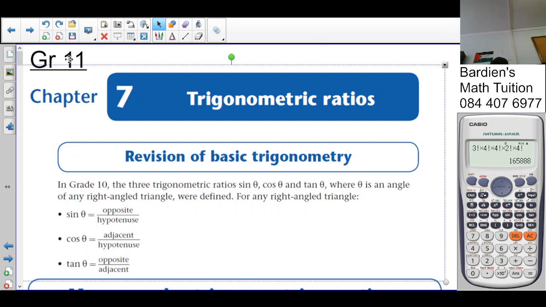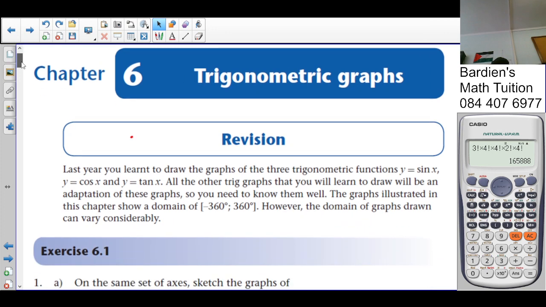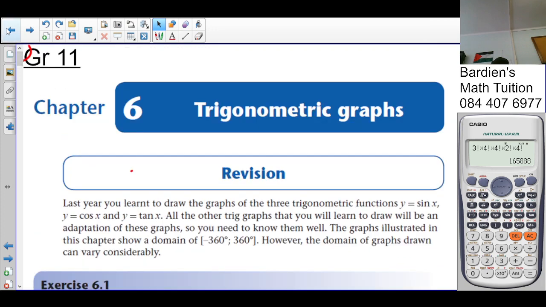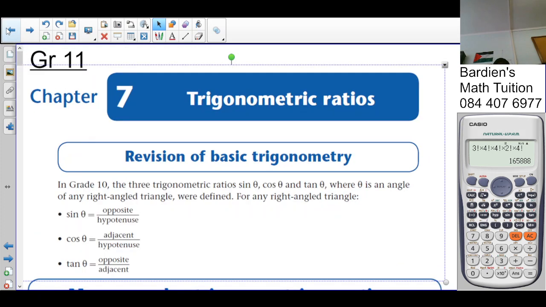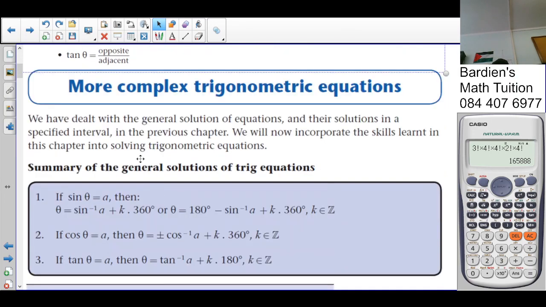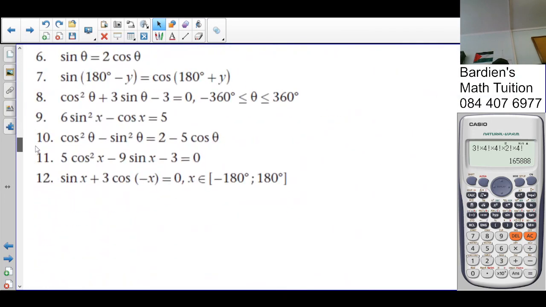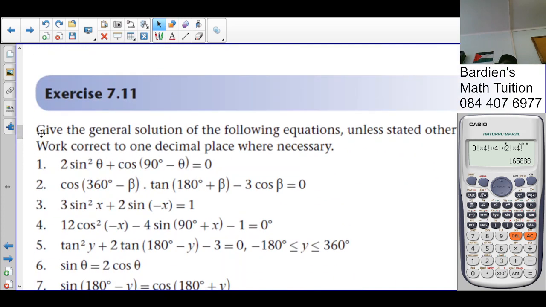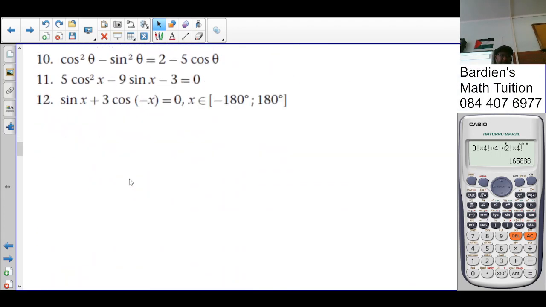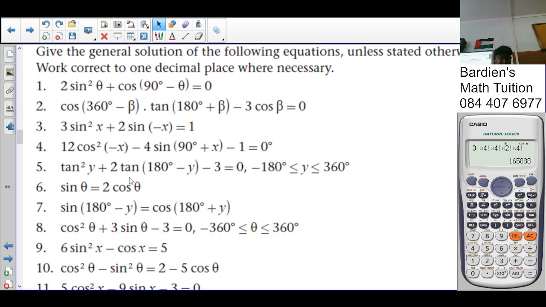For homework we had exercise 7.11. Have we finished chapter 6? Is there anything that we needed to sort out of chapter 6? Thursday, okay. So 7.11. Any issues here? What are the issues in exercise 7.11?